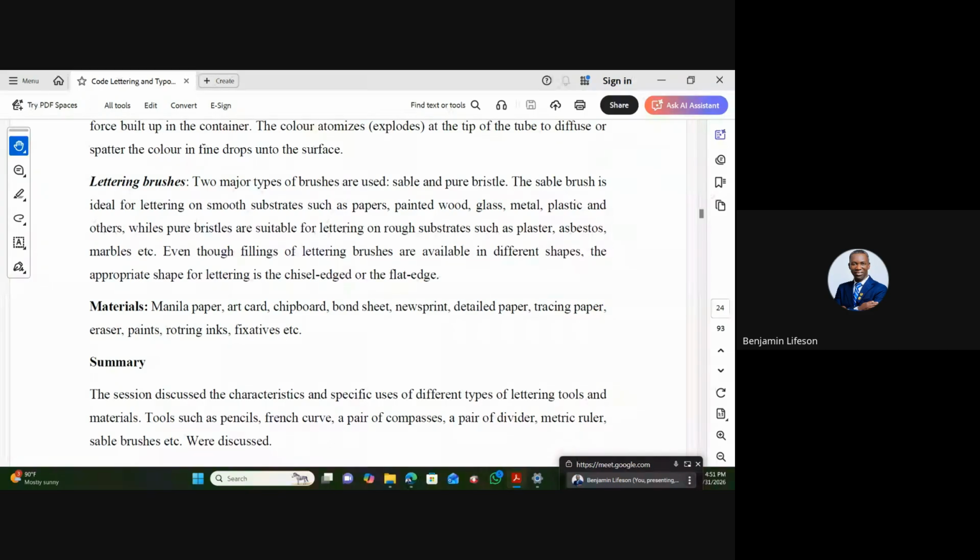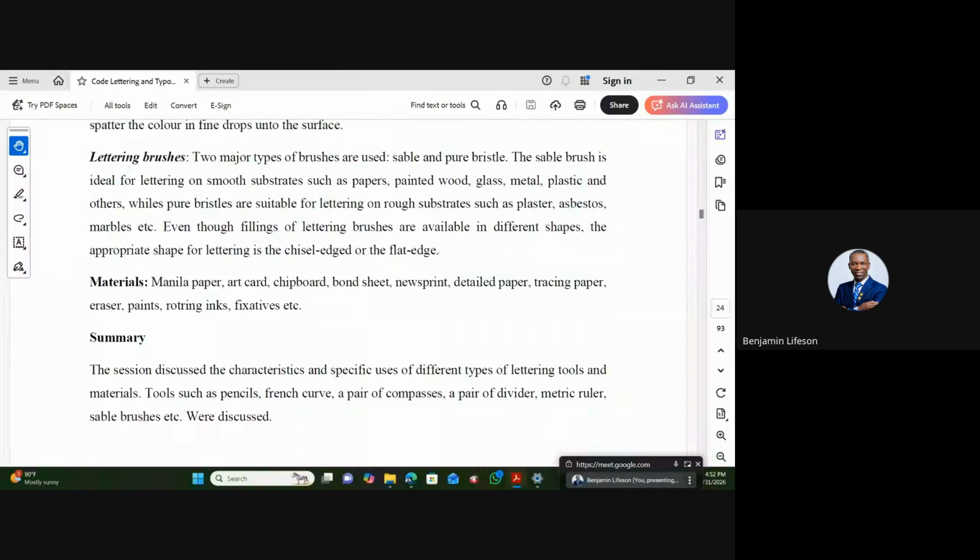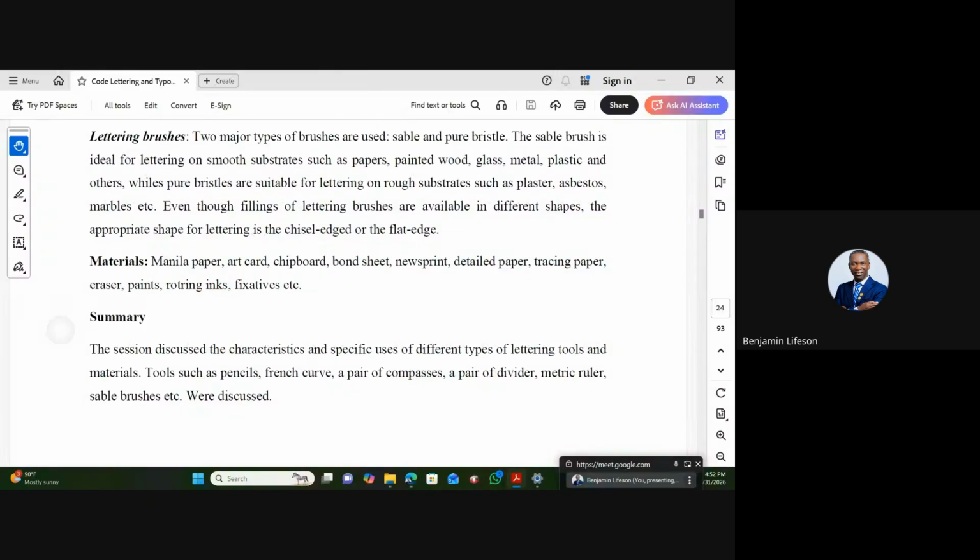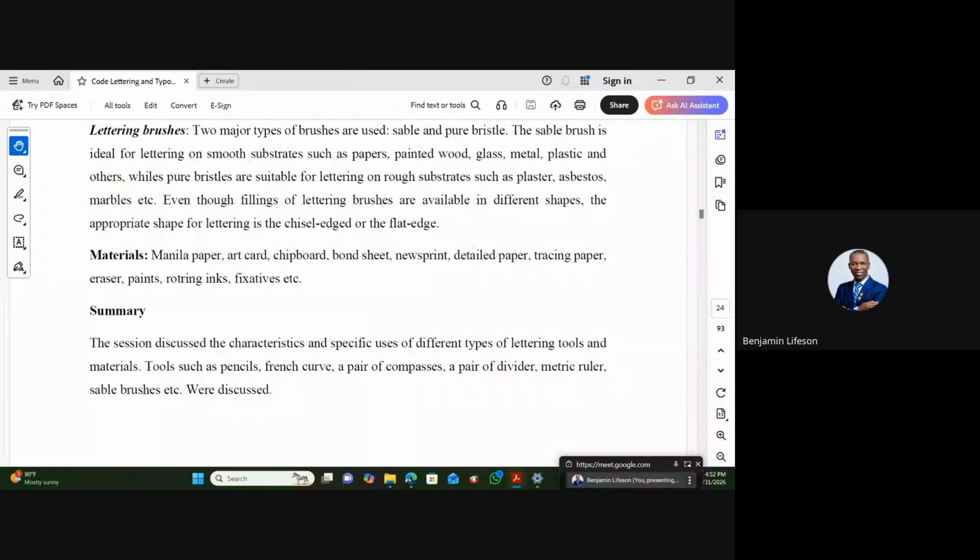That is what you normally use when you want to print or do some photocopy. What you print on is what is known as bond paper. It is not referred to as A4 sheet. The name is what? Bond paper. Then we have newsprint for printing of newspapers. We have detail paper, tracing paper. Then we have erasers.